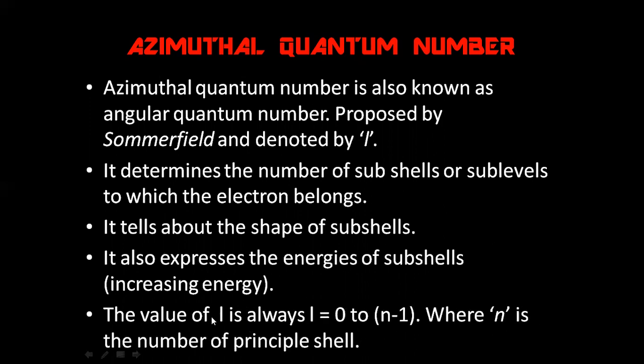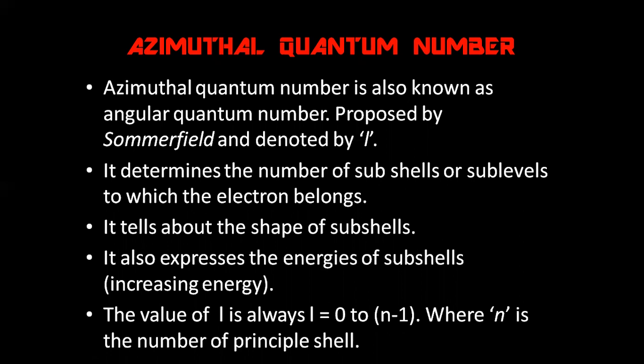If you want to get the value of l, then l will always be equal to 0 to n minus 1. That is the relationship. For example, if I give you n is equal to 4 and ask you what are the values of l, then l can have 0 to 4 minus 1. 4 minus 1 means 0 to 3. So the values of l are 0, 1, 2, 3. That is how it goes.